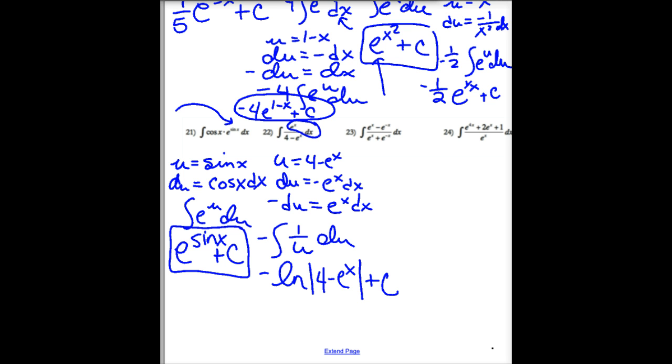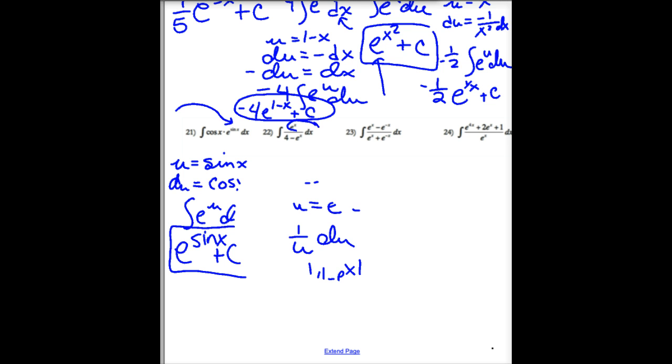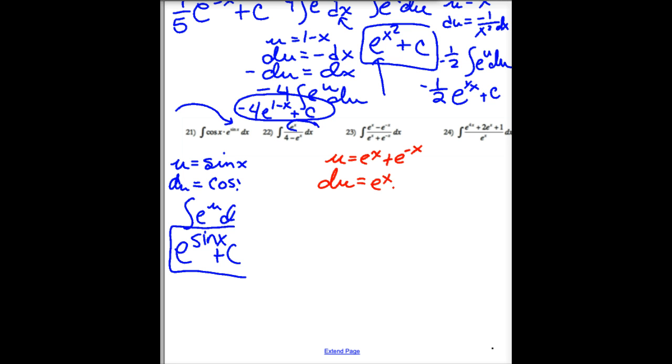Number 23, who is u? Well, inside function, not an option. Denominator, let's try it. Let's let u equal e to the x plus e to the negative x. When I take its derivative with respect to x, I get e to the x minus e to the negative x dx. That is the entire rest of the integrand. This is a fantastic case of u prime over u, or 1 over u du. That's natural log, no fraction correction even needed.